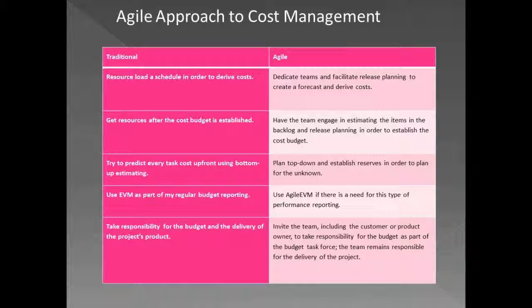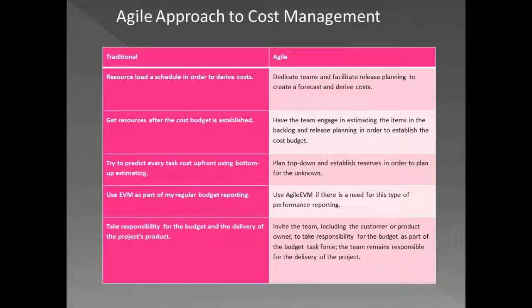So in Agile, as we know, the team and the customer and the product owner are also invited for the budget, and the team, of course, remains responsible for the final delivery. And so this is about the Agile approach with regard to cost management. So it's more or less similar to the PMBOK, but the approach is different. We still continue to use most of the processes we had in the traditional PMBOK approach, but we do it in a different way, or what is called the Agile approach, with regard to cost management.